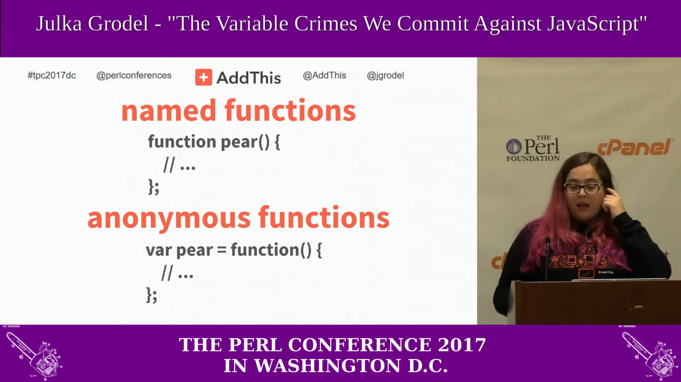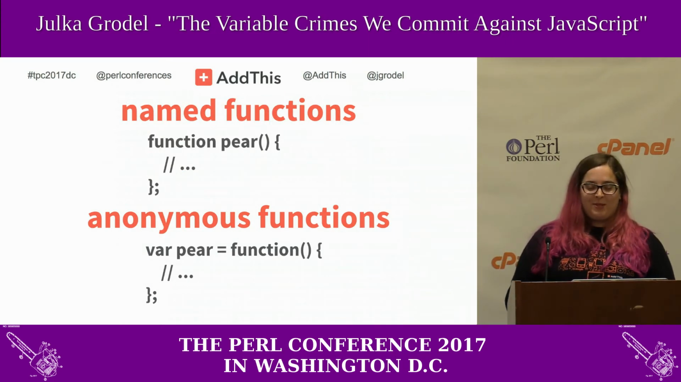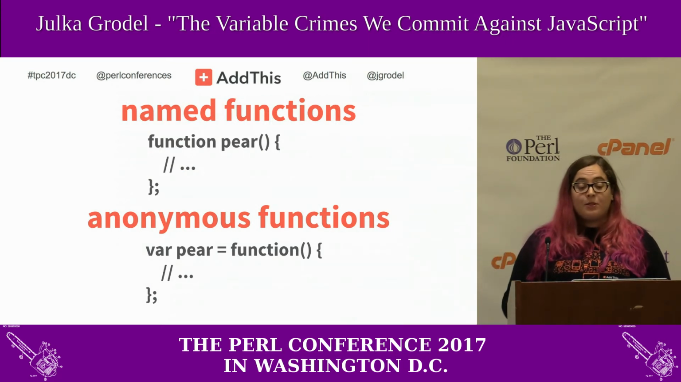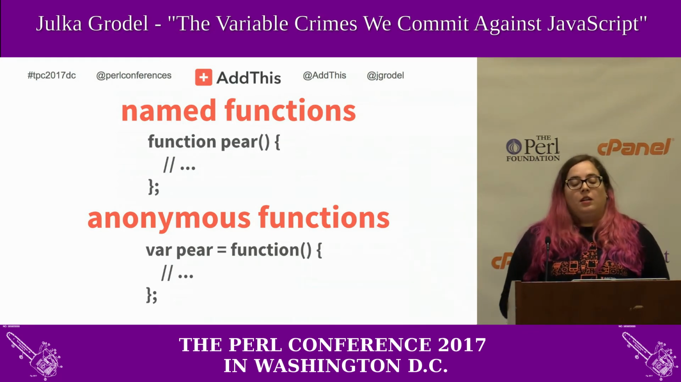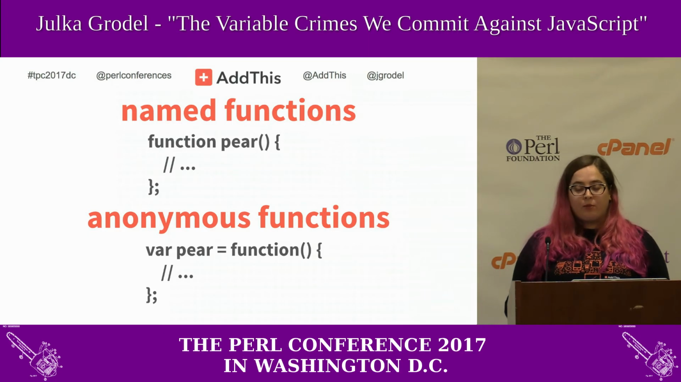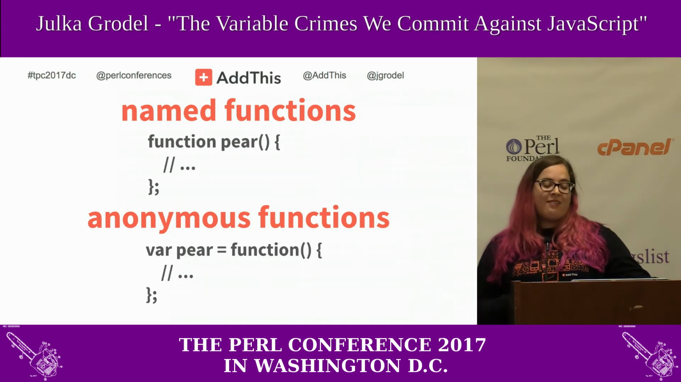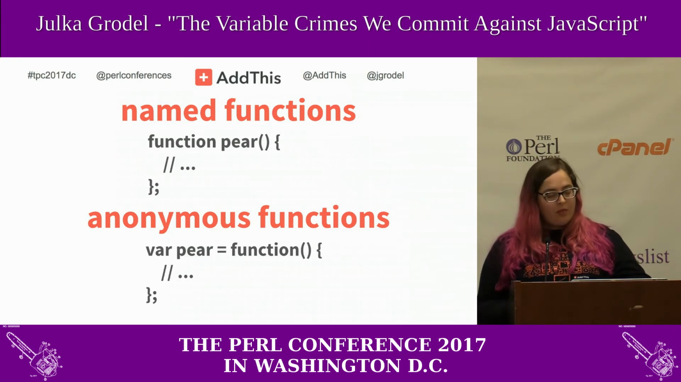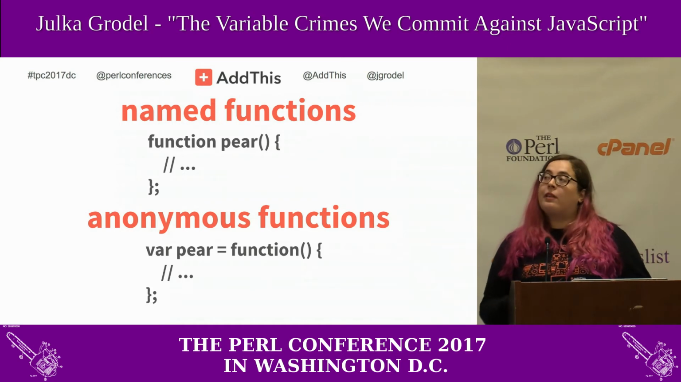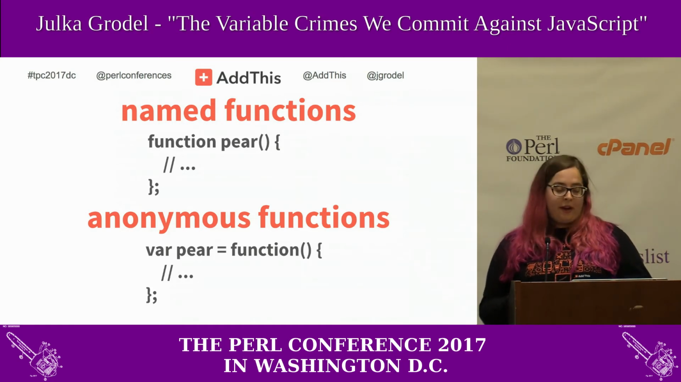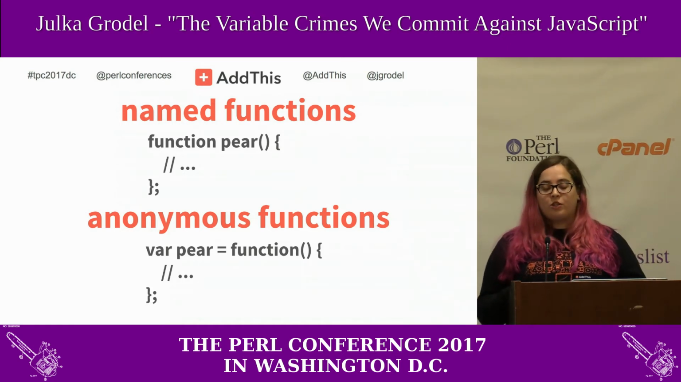All right, two different kinds of functions in JavaScript. This first one is a named function. So we could say something like function pair, parentheses, define whatever inputs we want, whatever parameters we want, and then our curly brackets and the code that executes with that. Alternatively, we have anonymous functions. So we can say var pair or let pair or const pair equals function and then the curly brackets and whatever code we want.